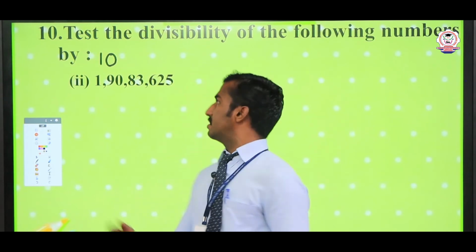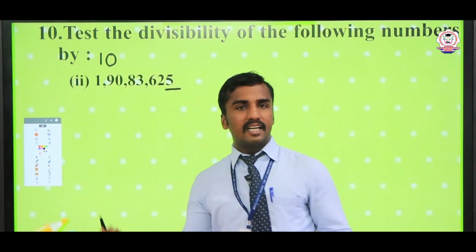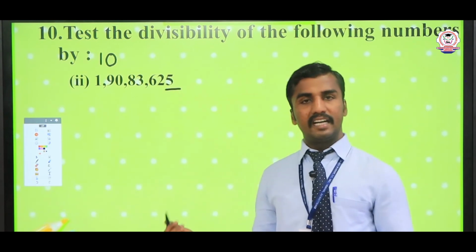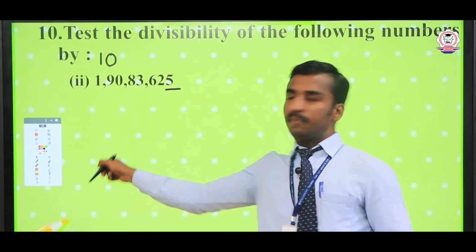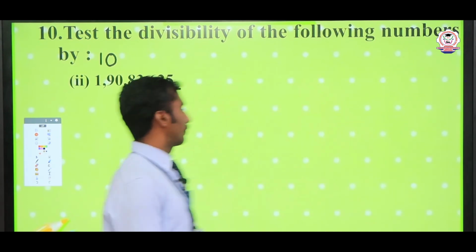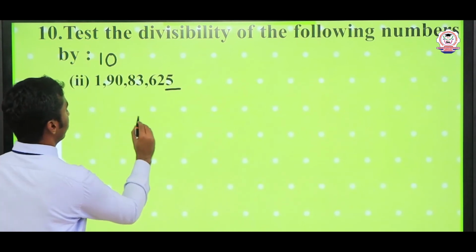But here the unit place is 5, so it is not divisible by 10. But it is divisible by 5, because the unit place is 5. Okay, next one.